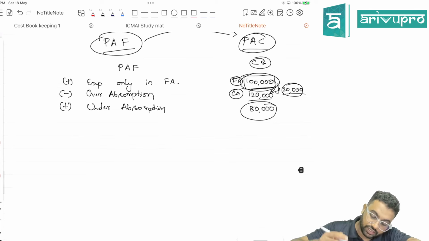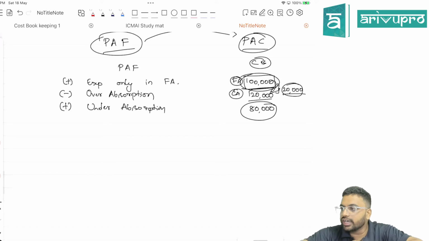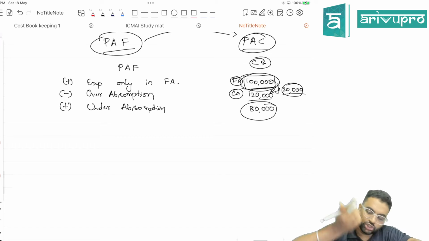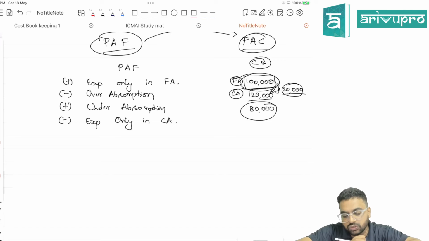Sir, certain expenditures are only recorded in the cost accounts, but not in the financial accounts. Basically, it should be absorption only. Let's say certain expenditures are recorded only in cost accounting but not in financial accounting. Does it reduce the cost profit? The answer is yes. Does your financial book profit reduce? The answer is no. What should you do? Reduce. That is, minus expenses only in cost accounts.